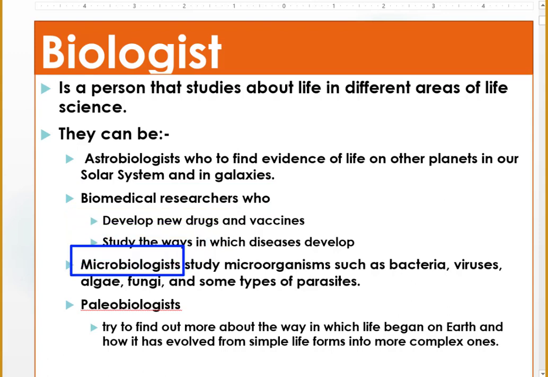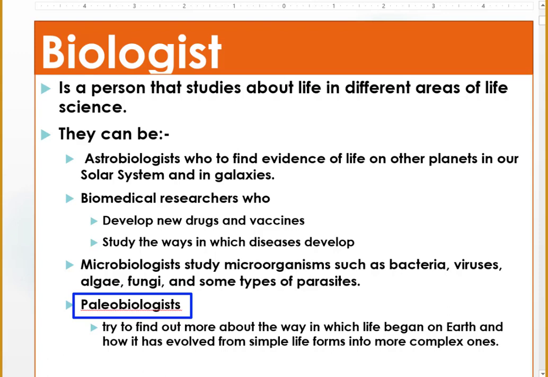Microbiologists study microorganisms such as bacteria, viruses, algae, fungi, and some types of parasites. A paleobiologist is a person that studies paleontology, who tries to find out more about the way in which life began on Earth and how it has evolved from simple life forms into more complex ones.